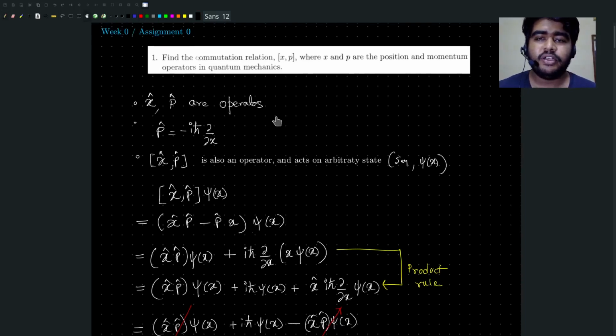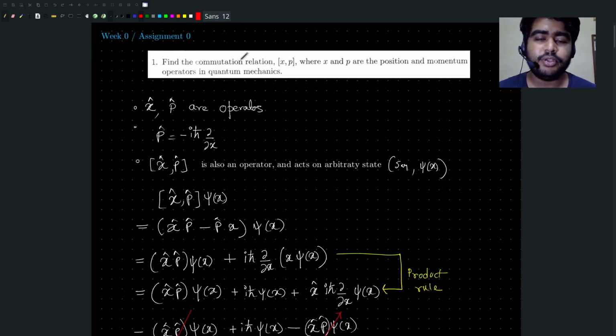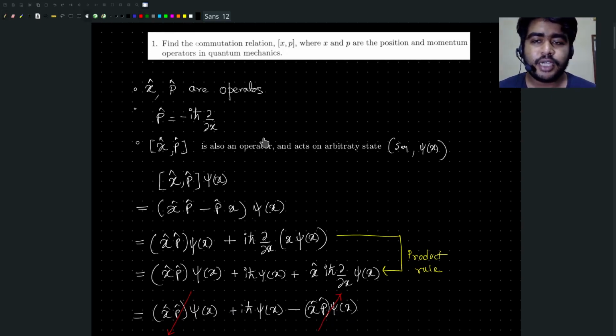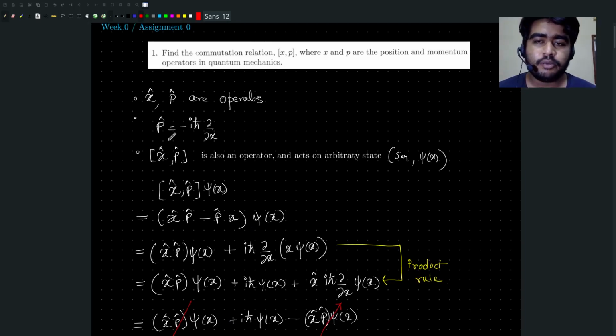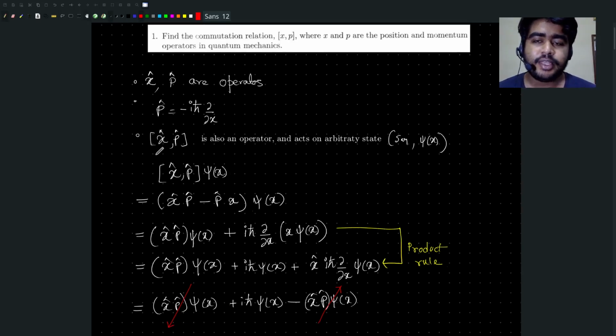Okay, so the first question asks to find the commutation relation [x, p], where x and p are position and momentum operators in quantum mechanics. To start with, we'll write out the momentum operator, which is minus i h bar del x, and you have to remember that this commutator bracket [x, p] is also an operator. Because this is an operator, it acts on any state. So let's say this acts on an arbitrary state psi(x).